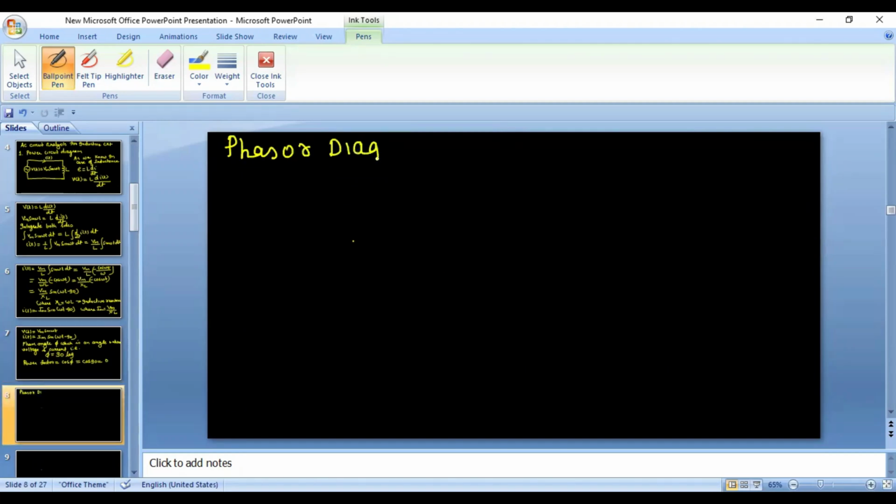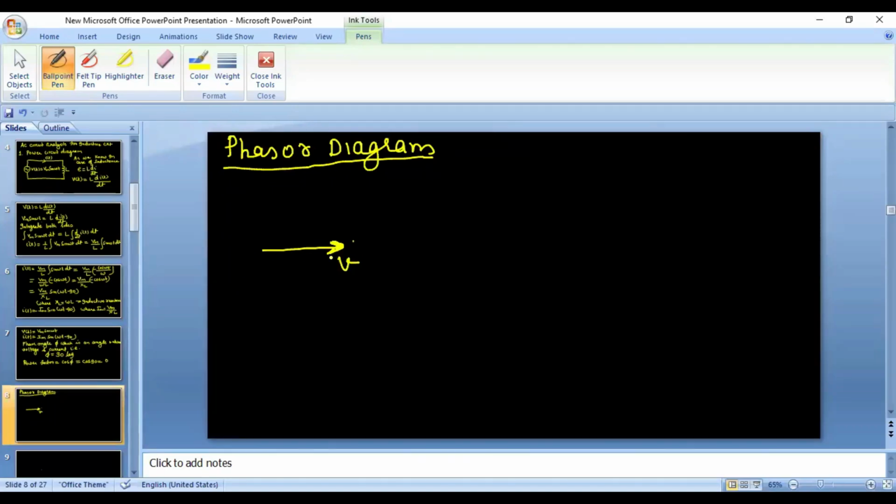I'm going to make the phasor diagram. What is a phasor diagram? A phasor diagram is nothing but the representation of the electrical quantities available in the circuit in space. As in an AC circuit, the voltage and current both have magnitude as well as direction. So AC quantities are represented by a vector, and a vector in space is called the phasor diagram.